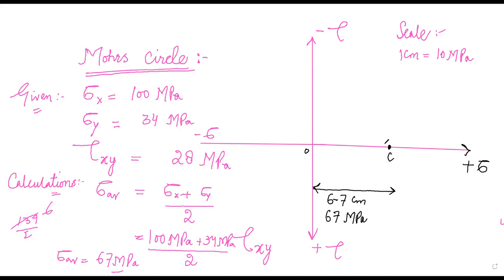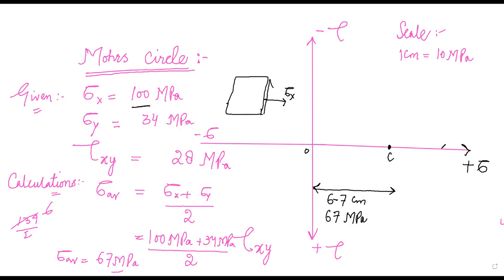Now with C as a center, you need some radius. Okay, before you draw a radius, do one more thing. Now locate your stresses along x and y axis. First of all, you have sigma x is equal to how much? 100 megapascal. And on the face where your sigma x is equal to 100, how much is the value of shear stress on that very face? 28 megapascal. Is it positive or negative? It is positive. So along x-axis, I will move how many centimeter? 10 centimeter. So along x-axis, move 10 centimeter.